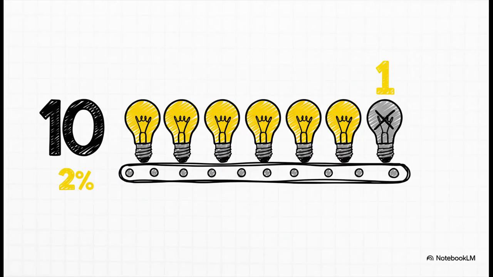All right, theory is great, but let's make this real. We'll use a classic textbook example. Imagine a factory is testing a sample of 10 light bulbs, and let's say we know there's a 2% chance that any one bulb is faulty. The question is, what's the probability that we find exactly one faulty bulb in our sample?